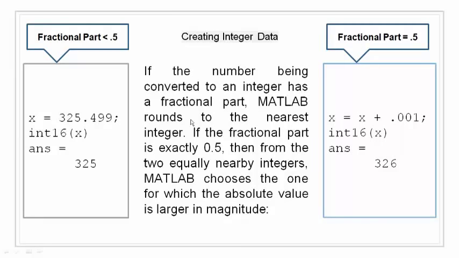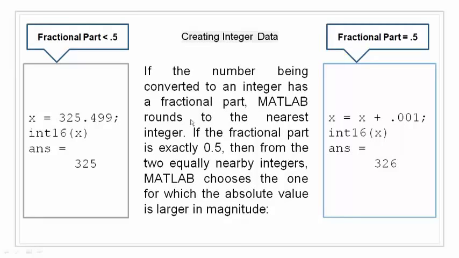Second, if the number being converted to an integer has a fractional part, and that fractional part is less than 0.5 or greater than 0.5, then it gets rounded off to the nearest integer. Say for example, we have a number like 325.499 that is less than 0.5, so it will get converted to 325. Similarly, if we had a number like 325.6, then that number would be rounded off to 326.